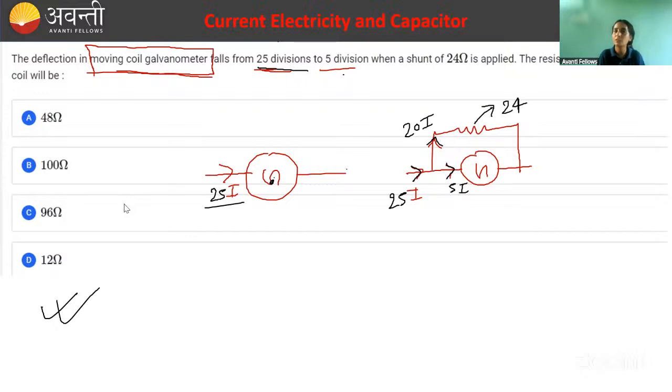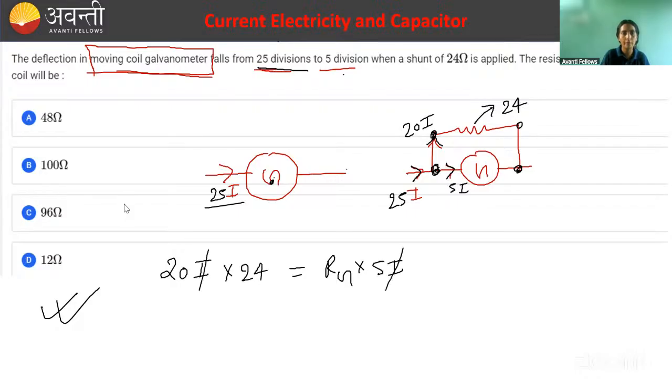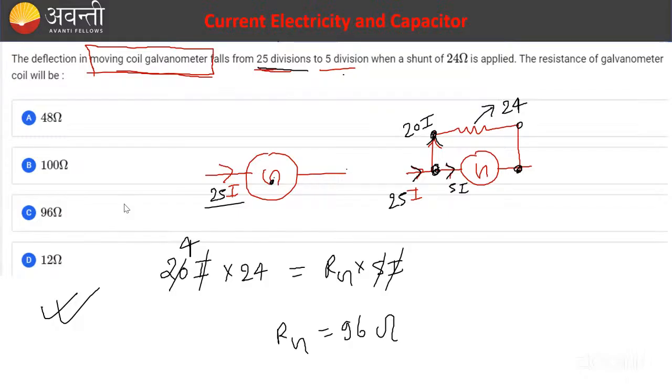We are asked the resistance of the galvanometer. Simply use the concept of galvanometer. What does it say? It says that the potential difference across the galvanometer is equal to the potential difference across the shunt. So across the shunt, what is the potential difference? 20 I into 24. And what is through the galvanometer? This is Rg into 5I. So if you solve it, now you will get the answer. So this is 4 and Rg will be equal to 96 ohm. I hope I am able to explain it to you.